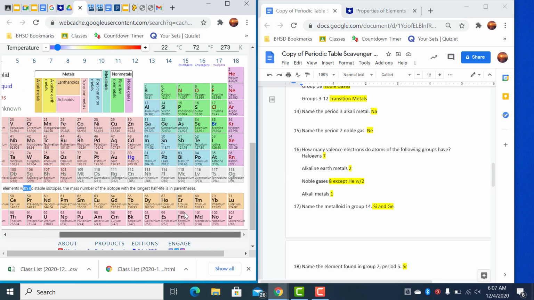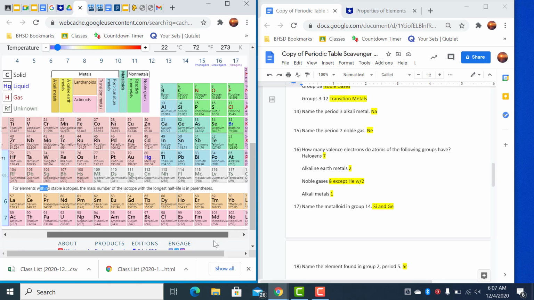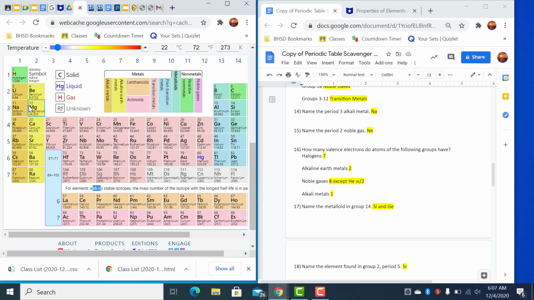Noble gases, they all have 8, except for helium. Helium only has 2. And then alkali metals, well, that doesn't include hydrogen, but hydrogen also has 1 valence electron. But everything here in group 1, these orange ones here are the alkali metals. They all have 1 valence electron.